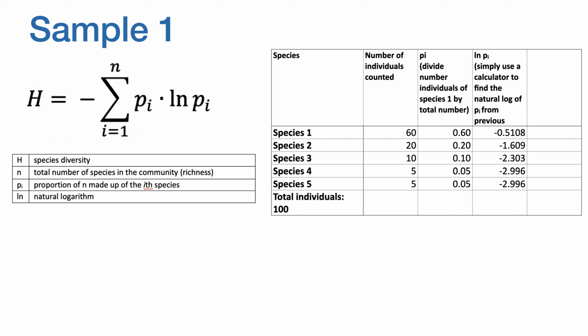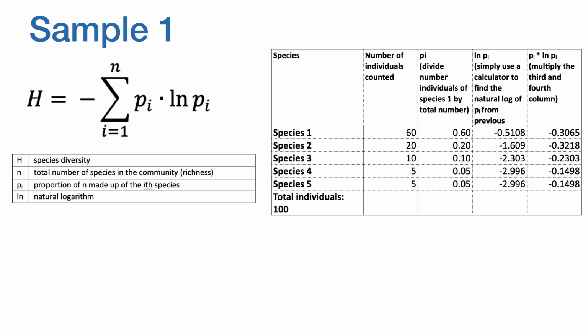And then we're going to calculate Pi times the natural log of Pi, which is here. So we take the number that we previously calculated, that's the third and fourth column on this table. So 0.6 times negative 0.5108, and we get negative 0.3065. We'll repeat that for each species.